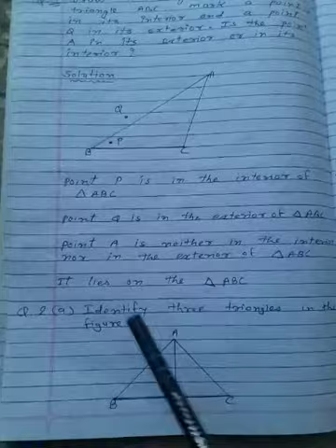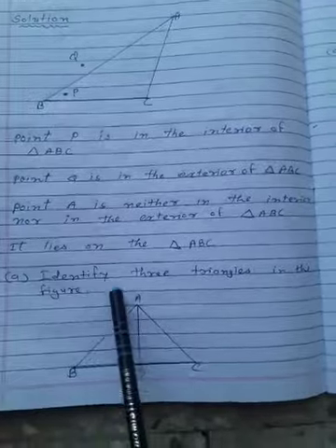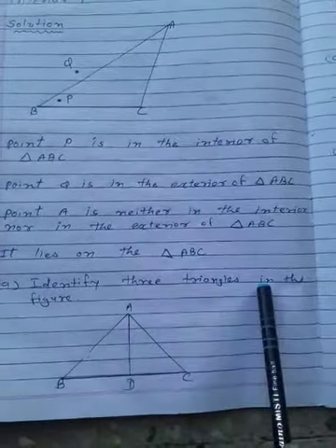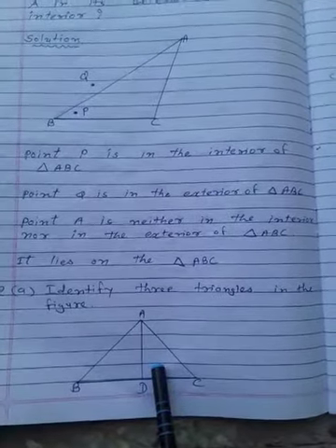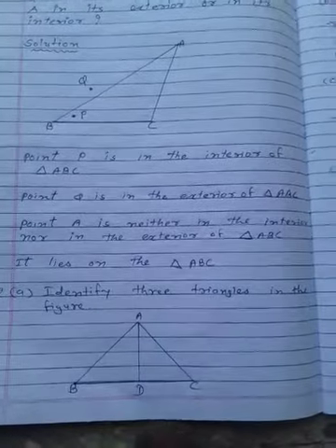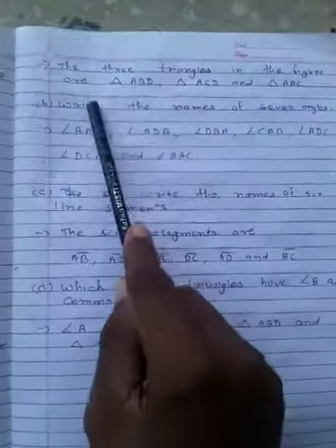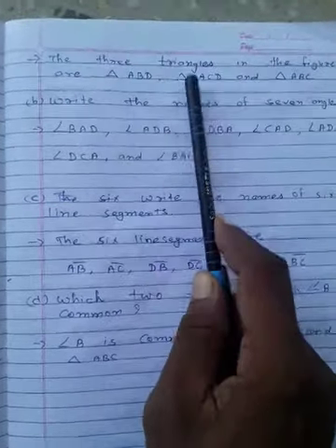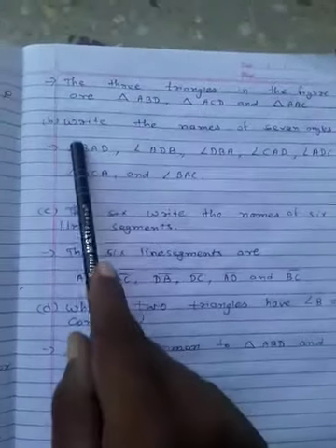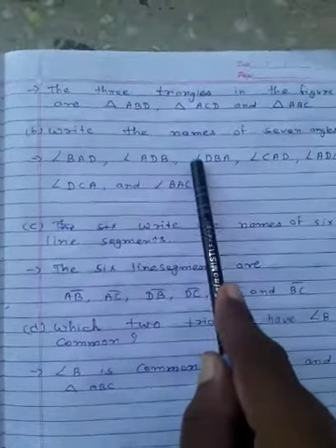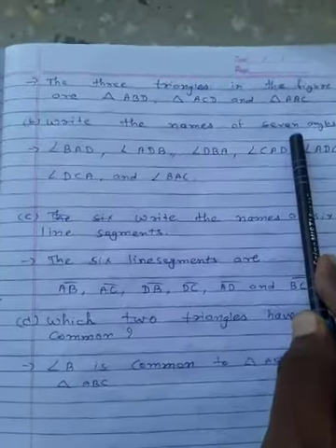Now second question, question 2. First one, A: identify three triangles in the figure. The three triangles in the figure are triangle ABD, triangle ACD and triangle ABC. Second question, B: write the names of the 7 angles.